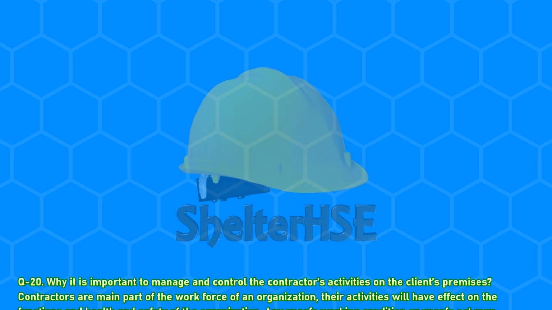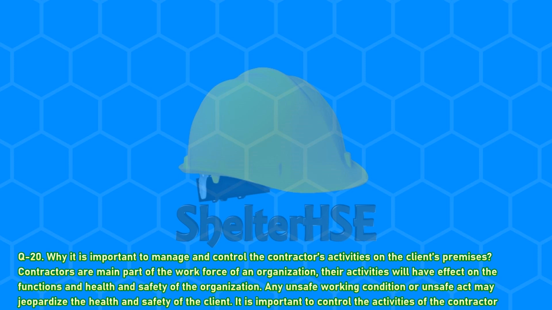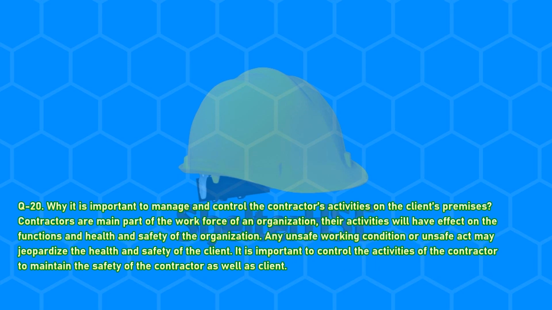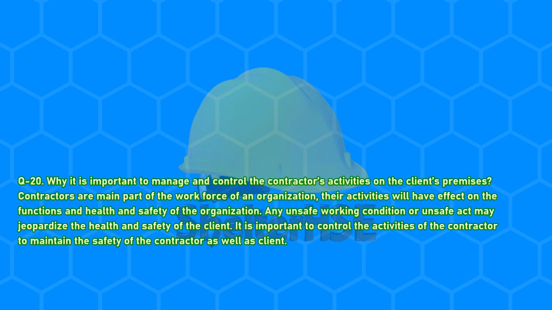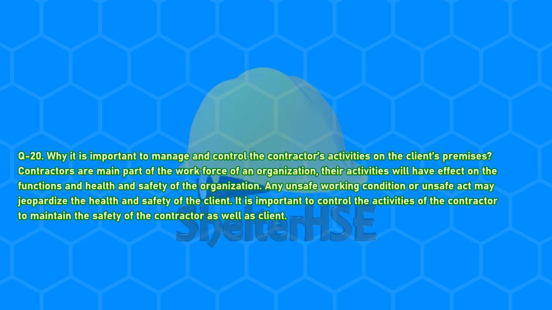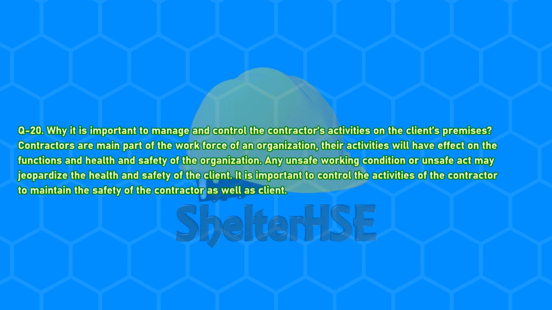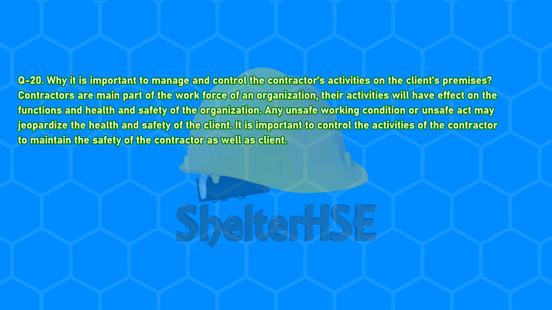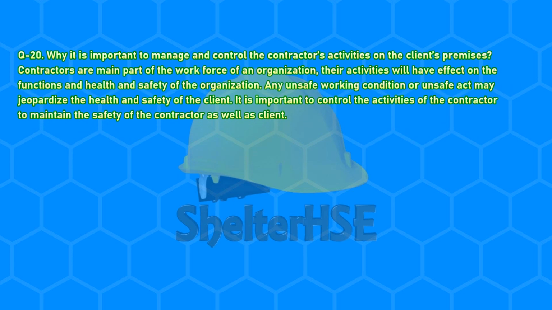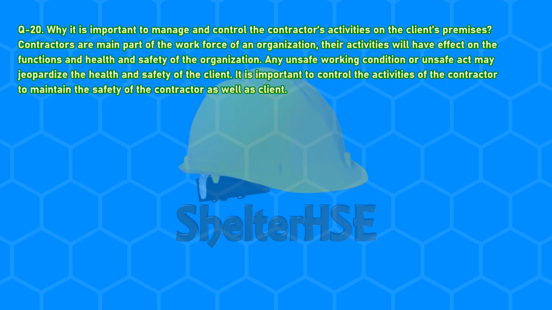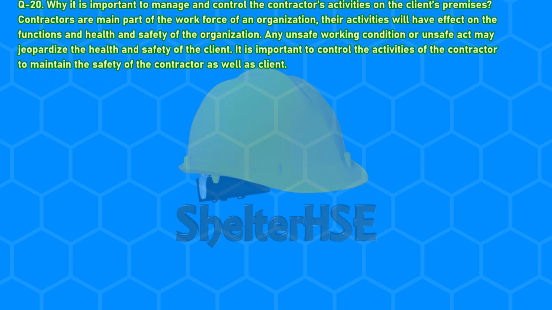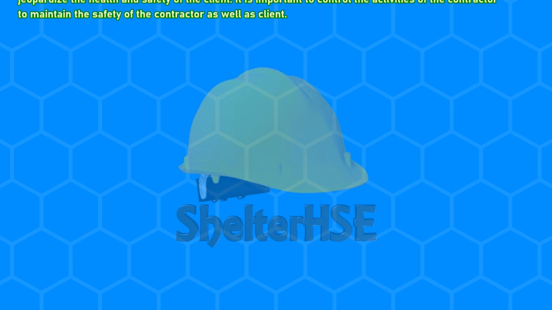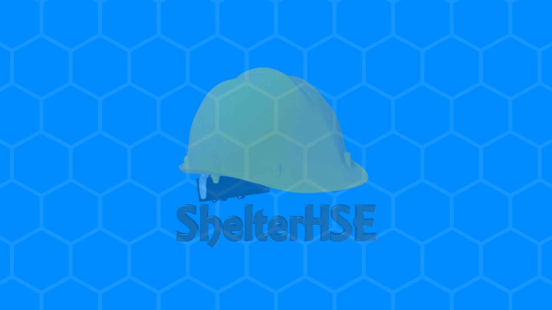Question 20. Why is it important to manage and control the contractor's activities on the client's premises? Answer. Contractors are a main part of the workforce of an organization. Their activities will have an effect on the functions and health and safety of the organization. Any unsafe working condition or unsafe act may jeopardize the health and safety of the client. It is important to control the activities of the contractor to maintain the safety of the contractor as well as the client.